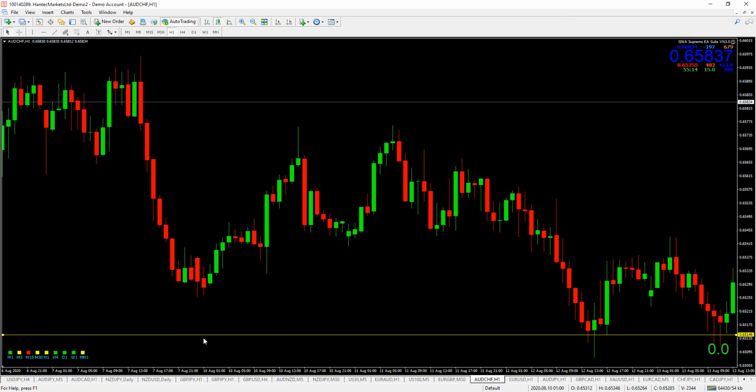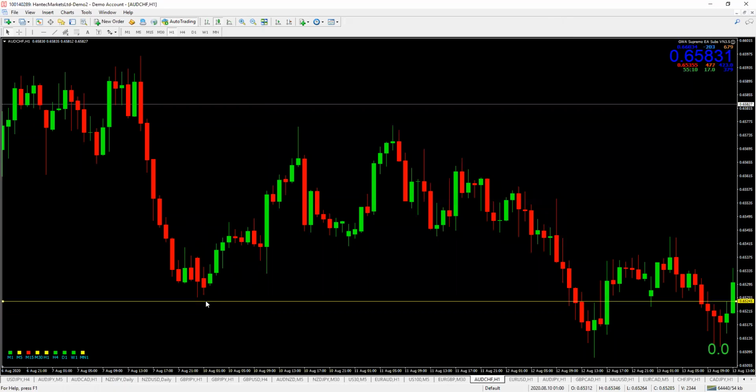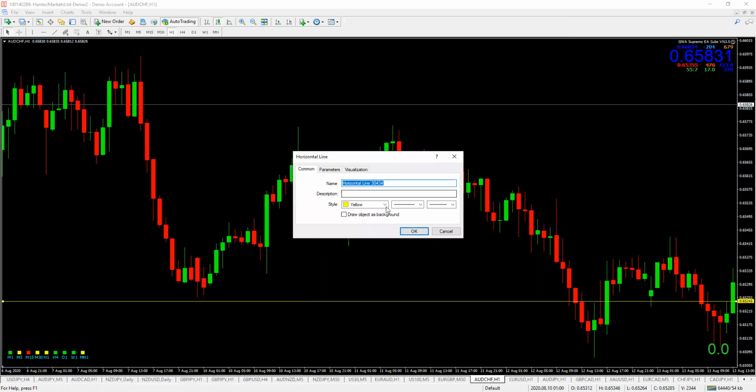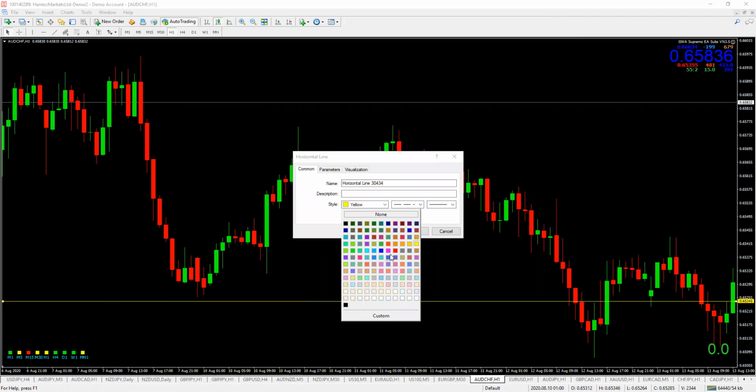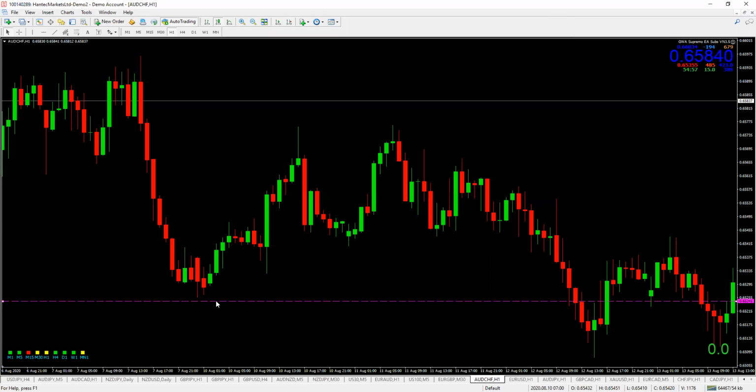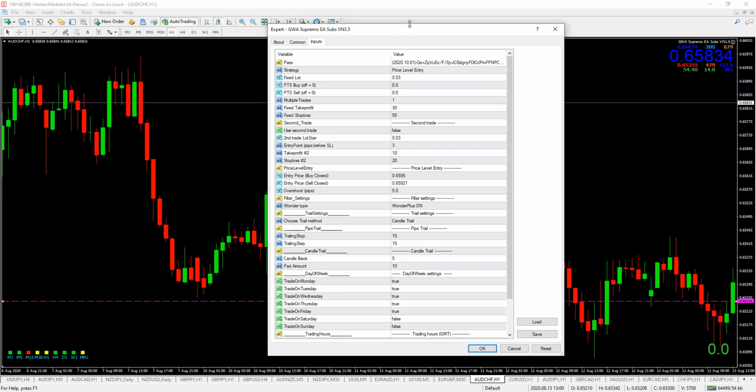Obviously, this is the lowest price there. Let's make it broken lines, because I tend to represent the entries with magenta broken lines. So let's assume this was the swing low. You figure out this price here, and then you go in and type it into the settings box.